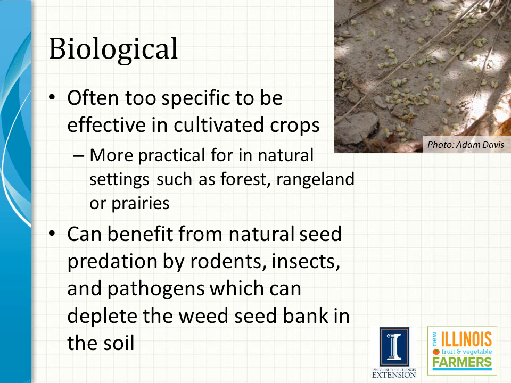Lastly, we have biological weed control. Oftentimes, biological weed control is too specific to be effective in cultivated crops due to the difficulty of establishing natural enemies in a system with rotating crops and various activity in the field. It's more practical oftentimes in natural settings such as forest, rangelands, or prairies. Despite this, we can benefit from biological weed control through seed predation by rodents, insects, and pathogens which can deplete the weed seed bank in the soil.